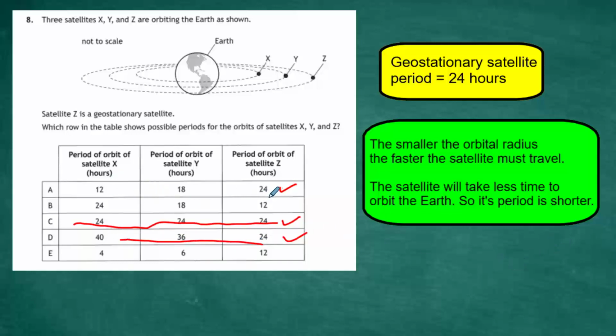The period of the satellite Z, being a geostationary satellite, is 24 hours. And if we go closer to the Earth, the period will decrease, 18 hours for satellite Y, and if we go even closer to the Earth, X, the period is going to decrease more, and we're going to have satellite X having 12 hours. So our answer to this question is A.